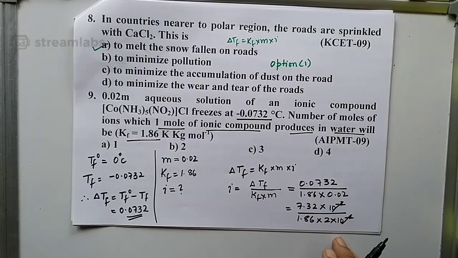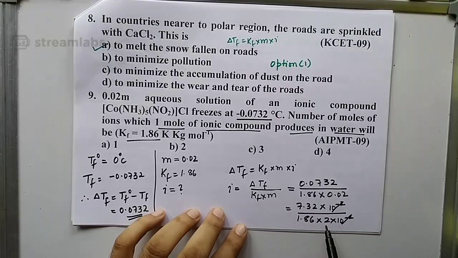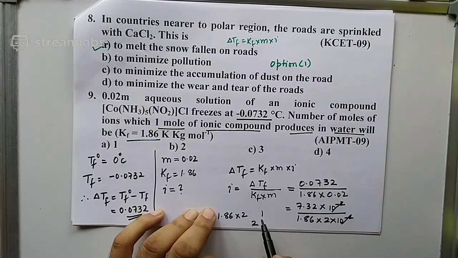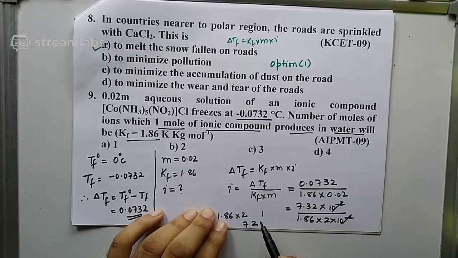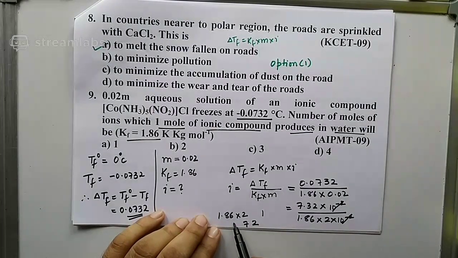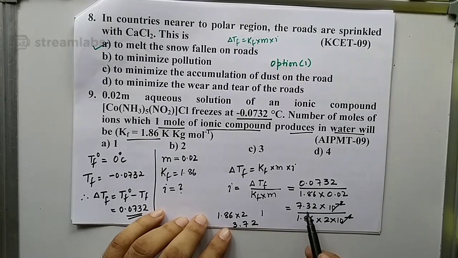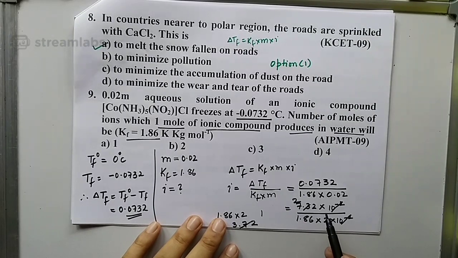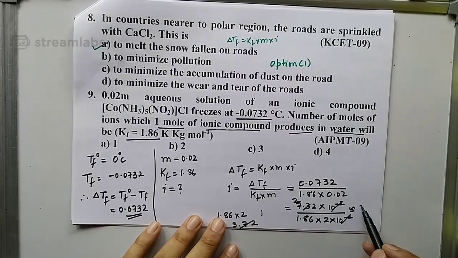What is 1.86 into 2? I'll write 1.86 into 2. That will be 6 twos are 12, 1 carry 2; 8 twos are 16 plus 1 is 17, 1 carry 7; 1 two is 2, plus 1 is 3. So this is 3.72. 7.32 divided by 3.72 is approximately 1.968, which is nearly 2. So this will be approximately equal to 2.